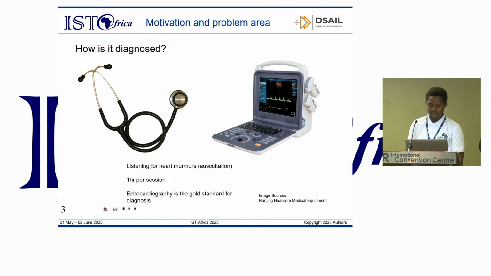Currently, rheumatic heart disease is diagnosed in 2 ways. There's the one most people know, using a stethoscope. The doctor comes and listens to your heart. They do something called auscultation, listening for heart murmurs. Heart murmurs are usually when blood is regurgitating, going back, because the valve is not fully closed.